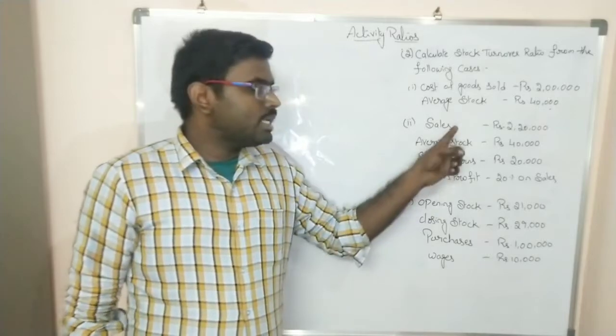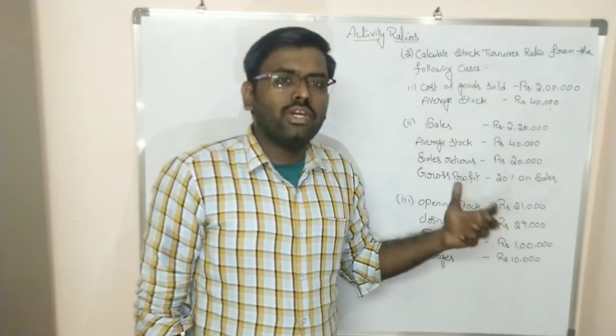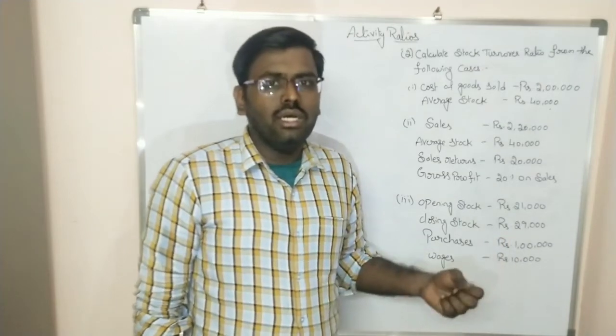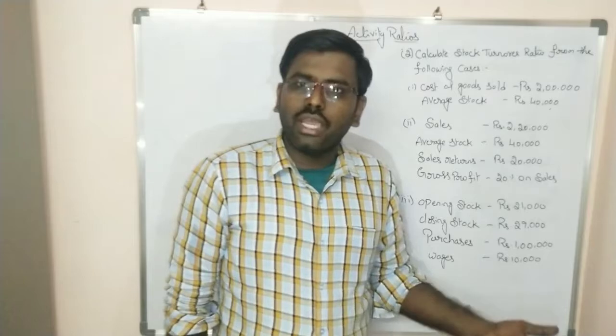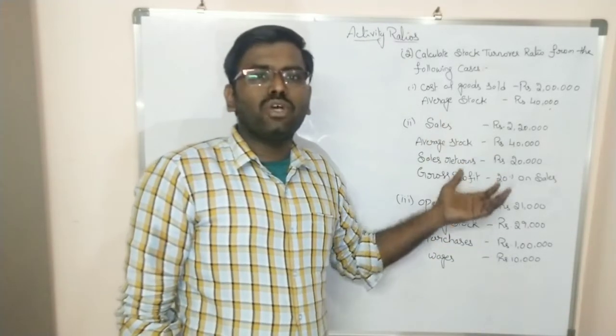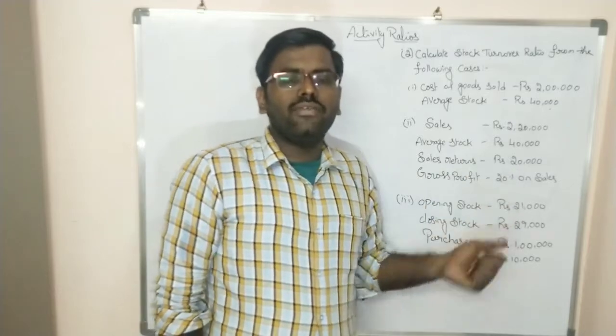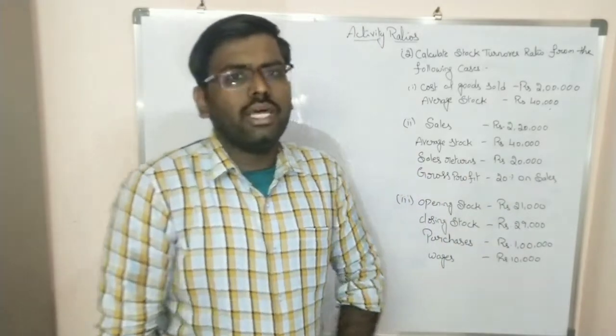In the second case they have given some more information, extra information, where we have to identify cost of goods sold and sales. So they have not given it directly. And in the third case also we have to go for calculating the cost of goods sold. So they have given three types of cases here. For each and every case we have to calculate the stock turnover ratio.